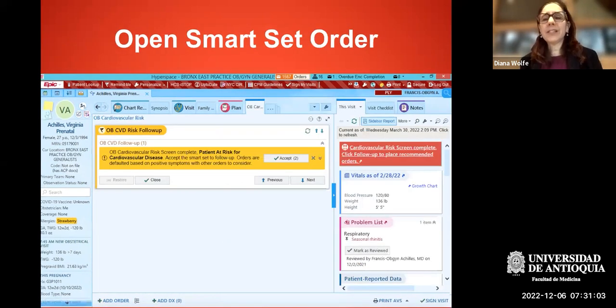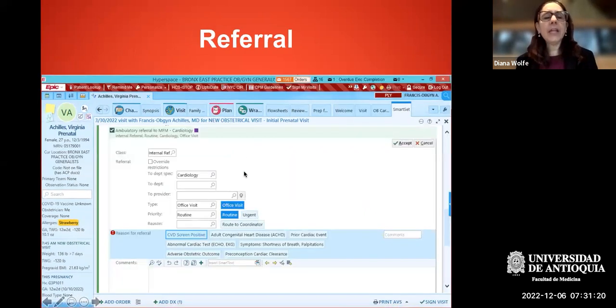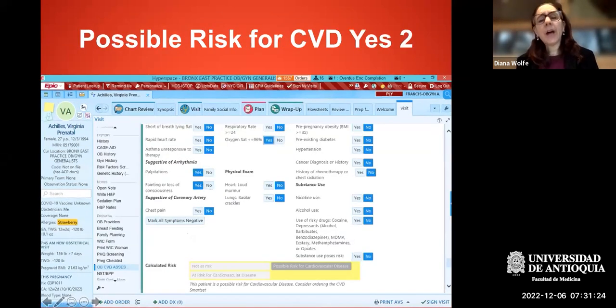Y cuando es positiva, si acepta, la doctora puede ordenar las pruebas de sangre, los test cardíacos y un referimiento a nuestro programa. Hay también possible risk, que no es positivo, pero no es not at risk.